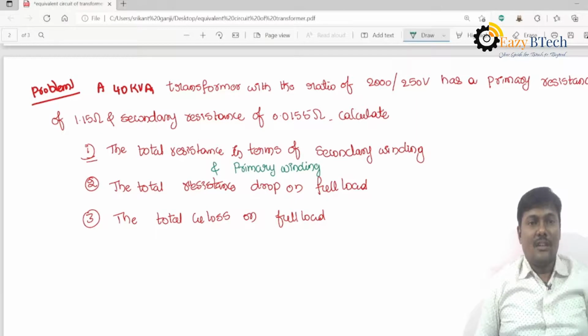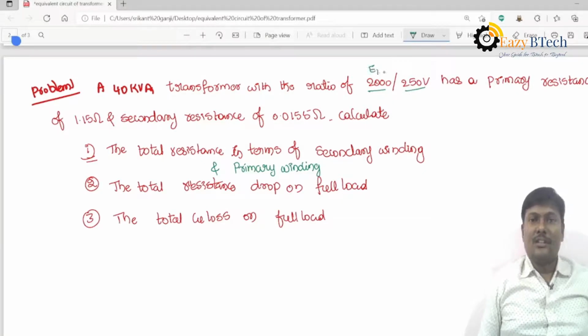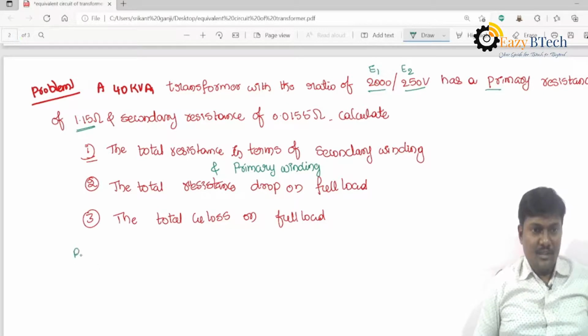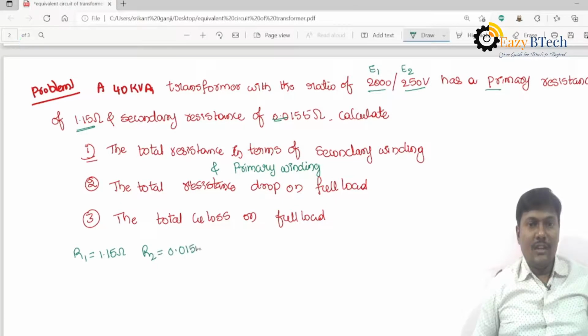A 40 kVA transformer with the ratio of 2000 volts divided by 250 volts. This is the primary induced EMF, and this one is the secondary induced EMF. It has a primary resistance of R1 equal to 1.15 ohms, and the secondary resistance R2 is equal to 0.0155 ohms.